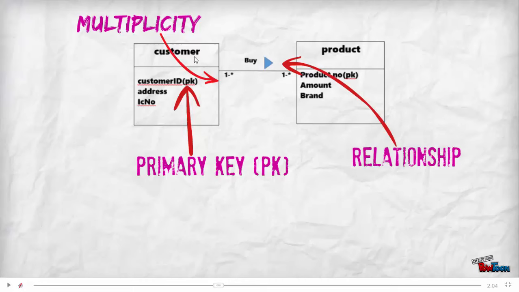So customer has its own attributes like customer ID, address and IC number. And product has its own attributes like product number, amount and brand. Customer ID is a primary key, which is the unique identifier of the customer. And product also has its own primary key, which is product number. It will represent the uniqueness of the product.